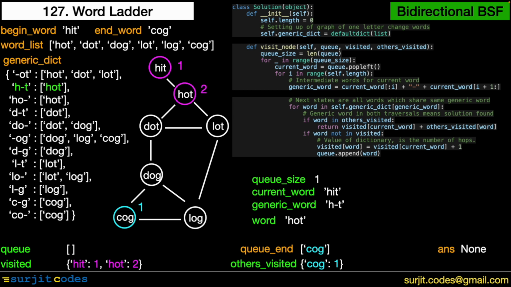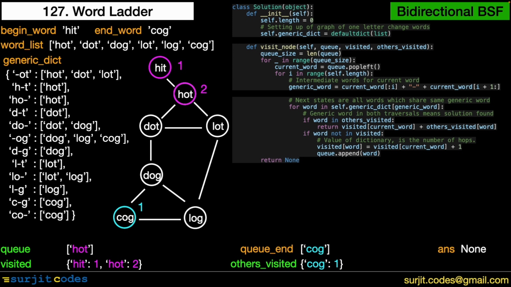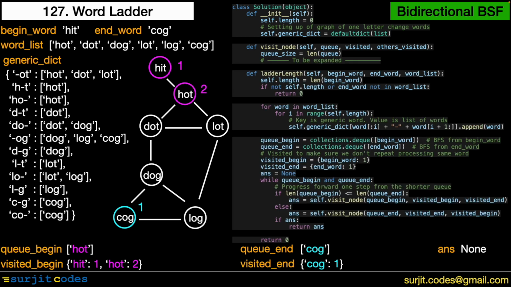It is also not in visited, so it is added there with value equal to 2 and is also added to the queue. The third generic word is hi dash, but it is not in the generic dictionary. All loops terminate without any solution, so we return none to the calling function. All local variables are cleared and the function parameters acquire their original names. The returned value is stored in ans, which remains none. Both the queues are not empty, so the loop continues. We notice that all changes are similar to the previous method.